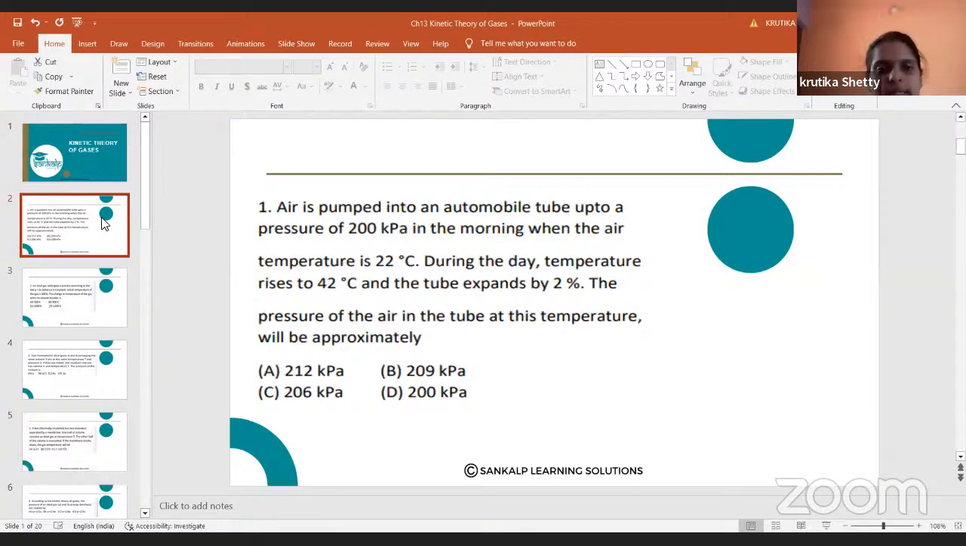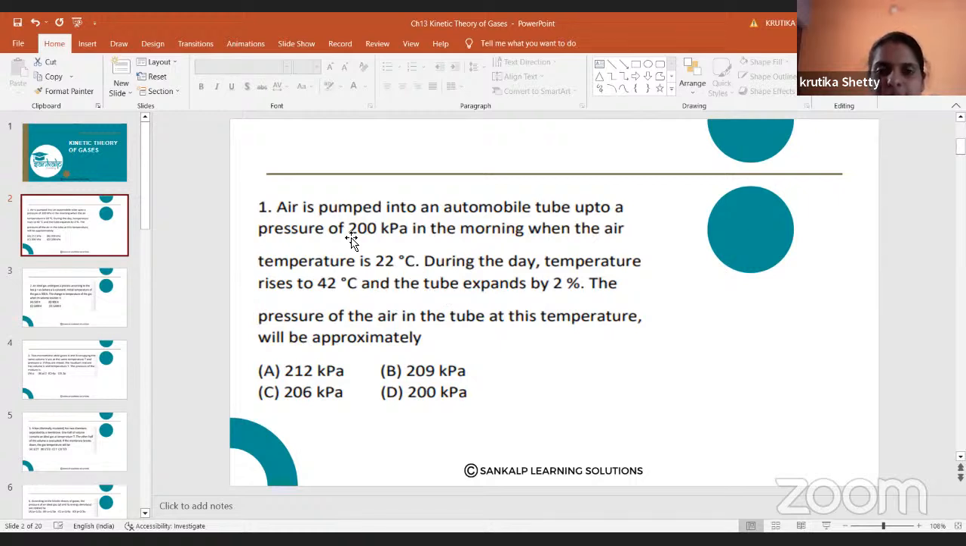The first question is, air is pumped into an automobile tube up to a pressure of 200 kilopascal. They are giving you the pressure value as 200 kilopascal in the morning, when the air temperature is 22 degrees Celsius. Then during the day, the temperature rises to 42 degrees Celsius. So in the morning the temperature is 22 degrees Celsius, then it increases to 42 degrees Celsius.